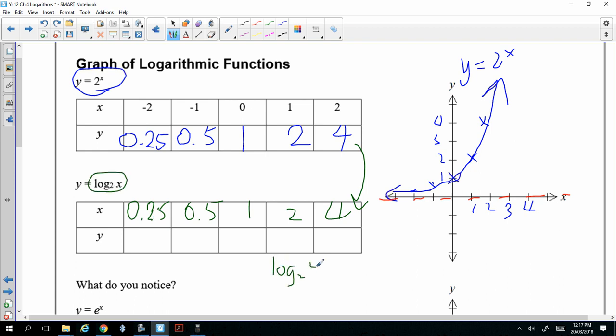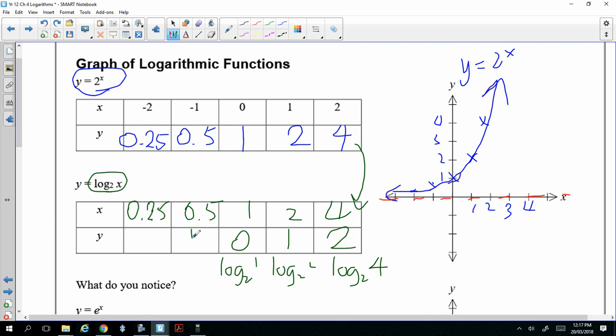How about log base 2 of 4? 2 to the power what is 4? 2 to the power of 2. And 2 to the power what is 1? It is 0. Yes? And for half, that will be negative 1. And that should be negative 2.